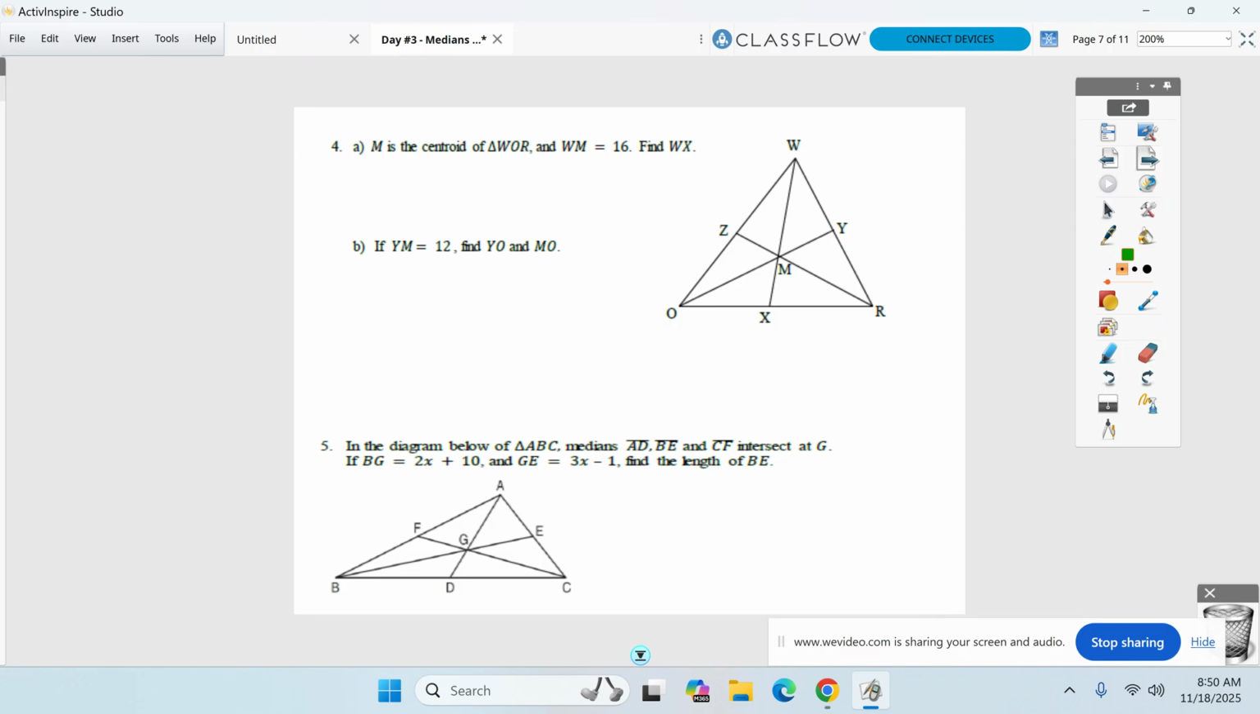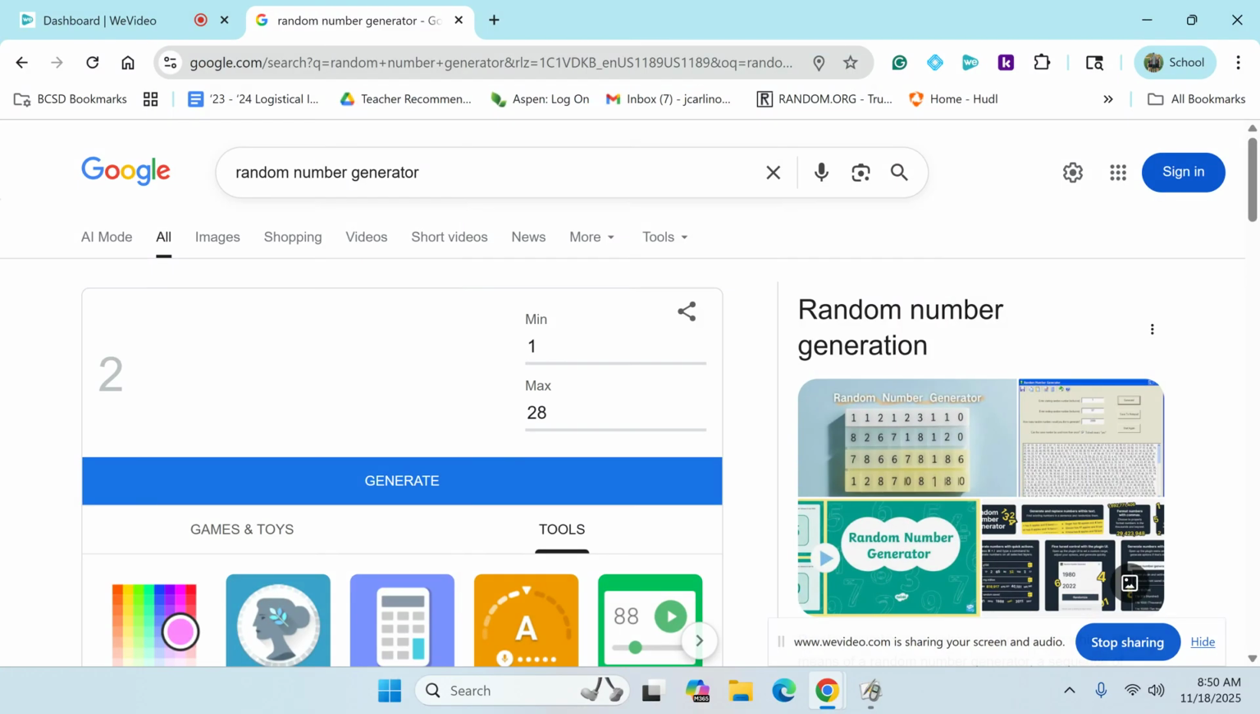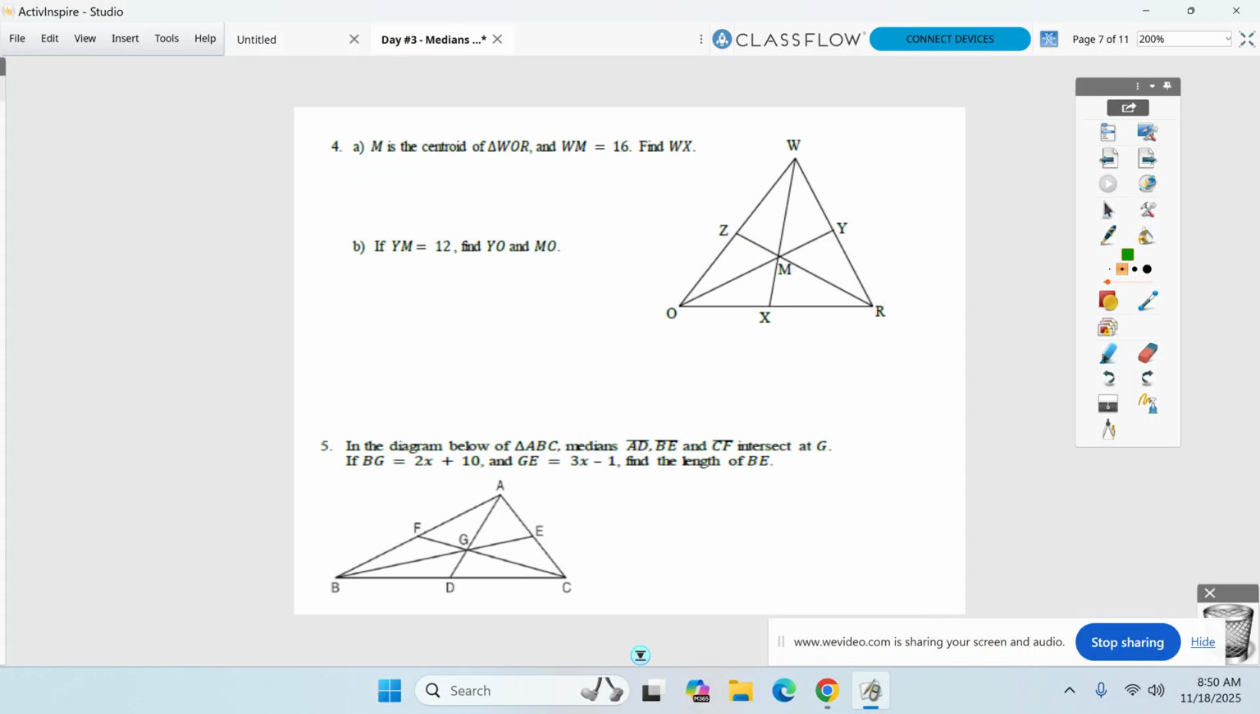All right, M is the centroid. I want to stop reading. If M is the centroid, I want to use vocab. What are YO, WX, and ZR then, if they're all intersecting at M, the centroid? What are those 3 line segments called? Those have to be the what, Carmela? What are the 3 lines that all intersect at the centroid called? Medians. Good. All right, so if they're medians, I should see hash marks flying around your diagram right now.